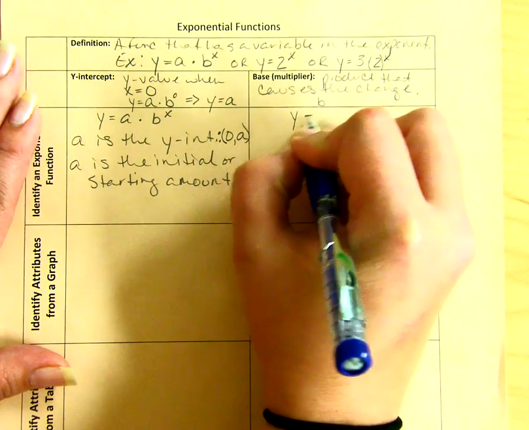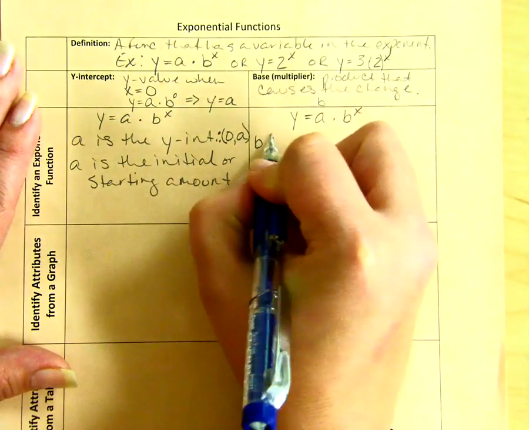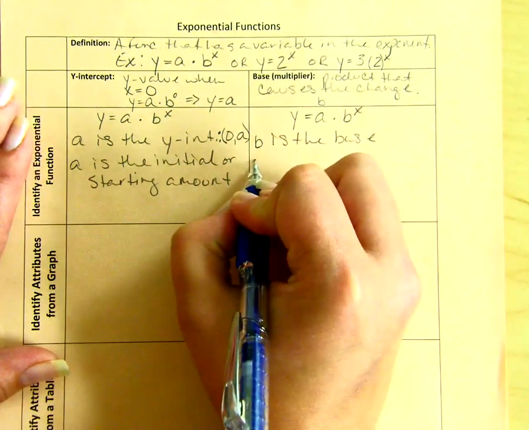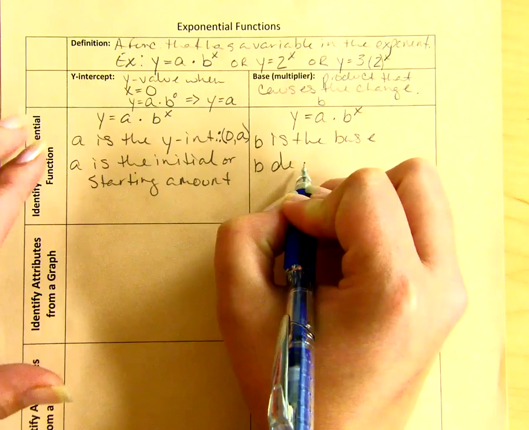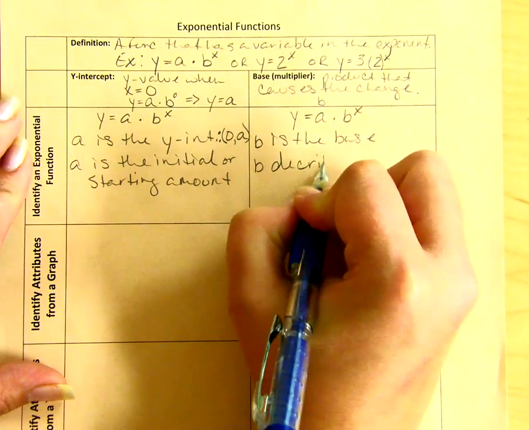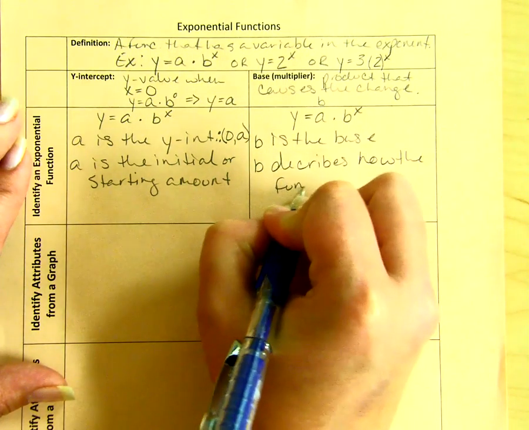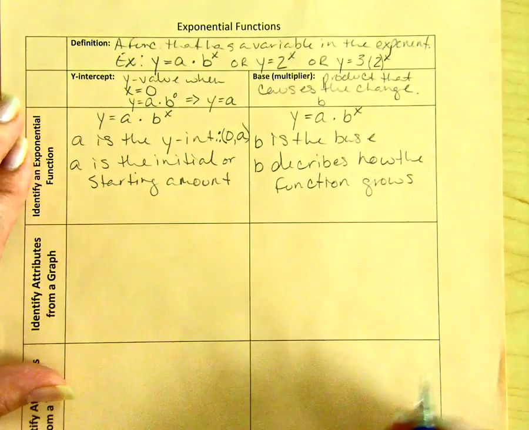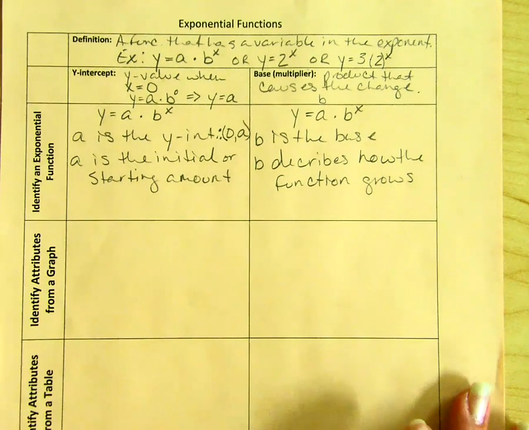In standard form, y equals a times b raised to the power of x, b is the base value. B also describes how the function grows. Is it really steep? Is it a little less steep? And we'll talk about that when we're graphing, okay? We are going to do some sketching on these notes. We're not actually going to graph. We're going to do a little bit of sketching just so you can see what it should look like.